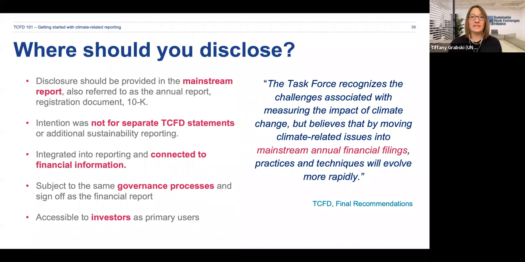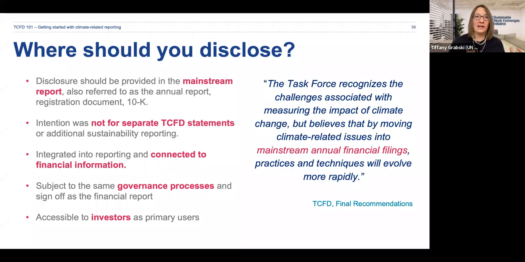Now, a number of companies have started by providing it in a separate report. So a TCFD report, a climate change report, something like that. We're seeing a lot of that, which is fine if that's not your end objective. So making sure that your end objective is to pull this information into your annual report together with your financial information, because that makes you go through that mental exercise also of understanding what is the financial impact. Where in your financial statements is this going to hit you?